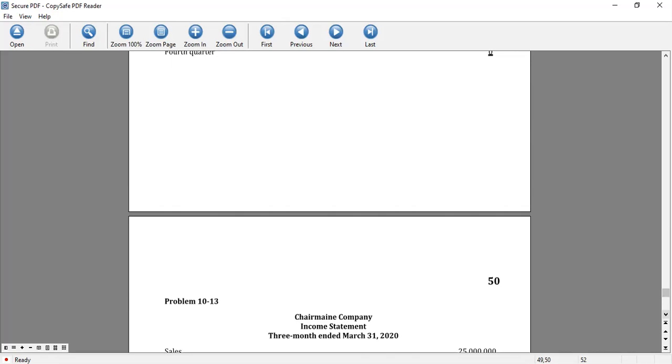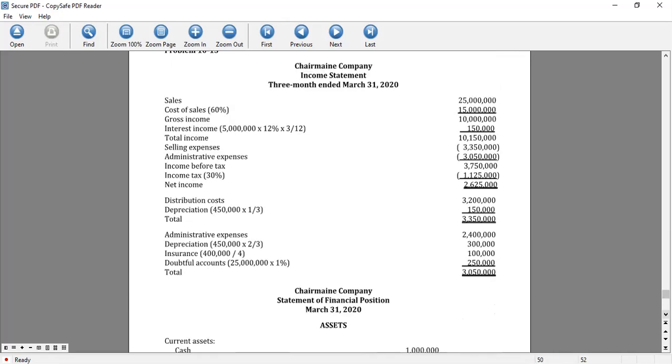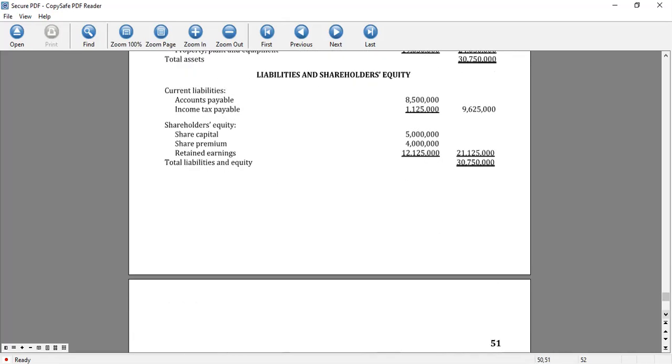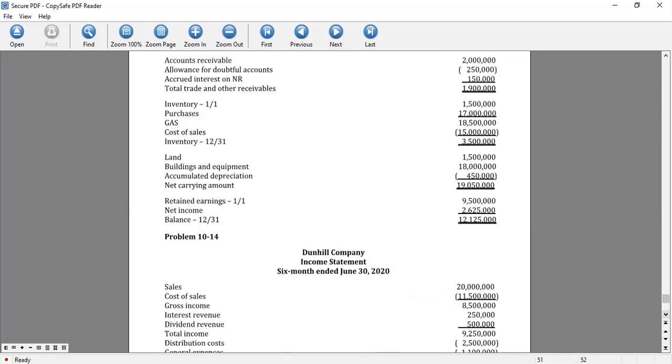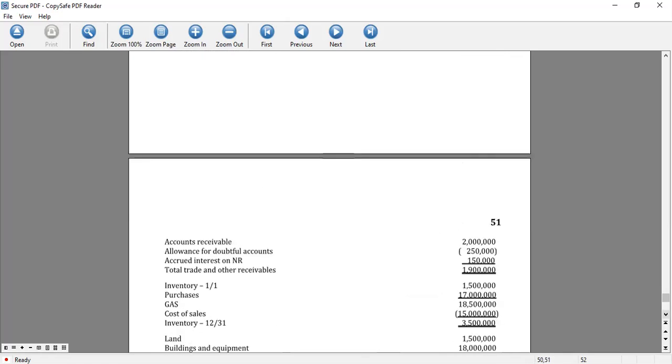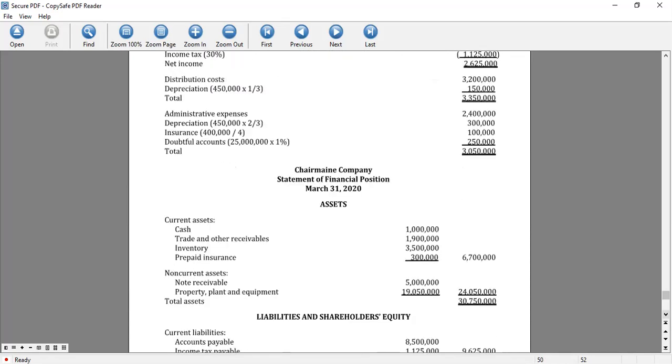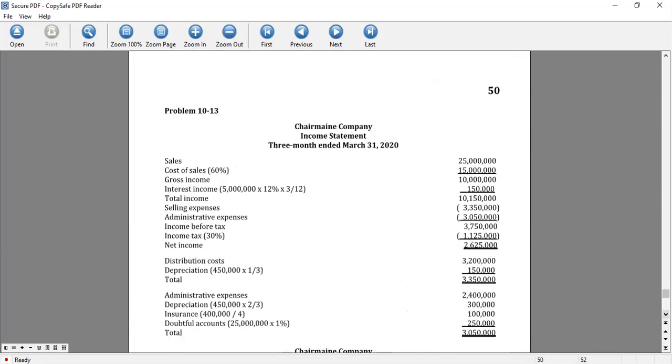Now let's go to problem 10-13. 10-13 is a long problem, so you will notice that you have a long solution. We are required to prepare an income statement for the first quarter and a statement of financial position on March 31, 2020, being the end of the first quarter.